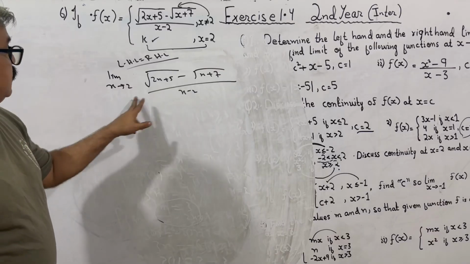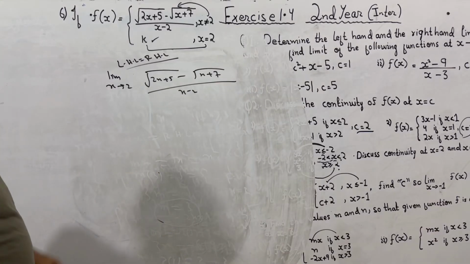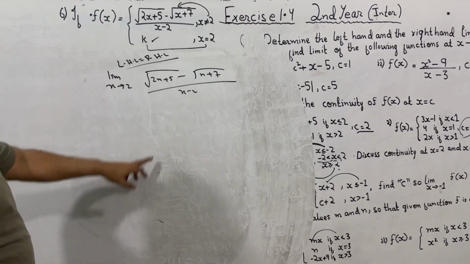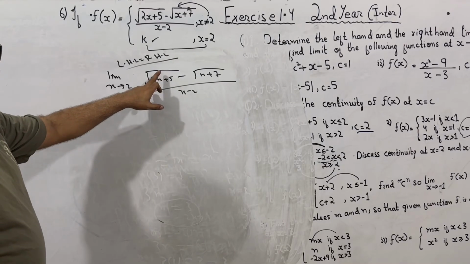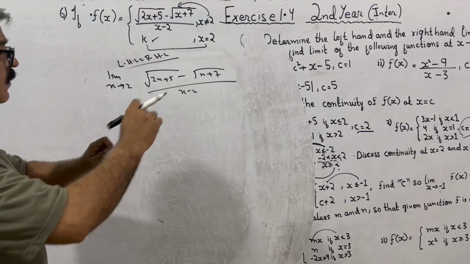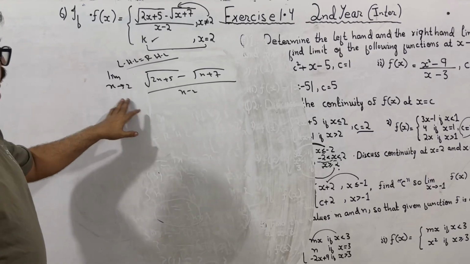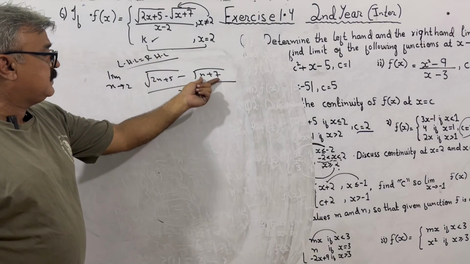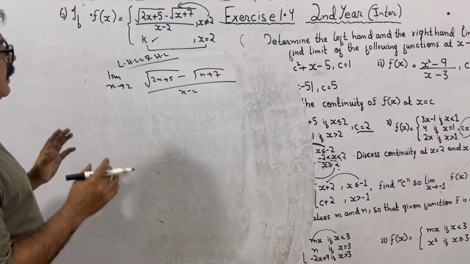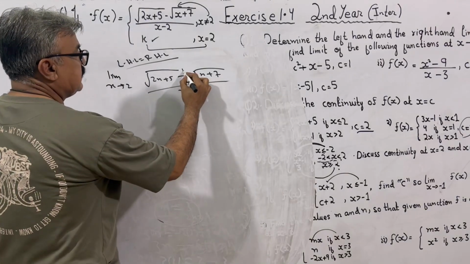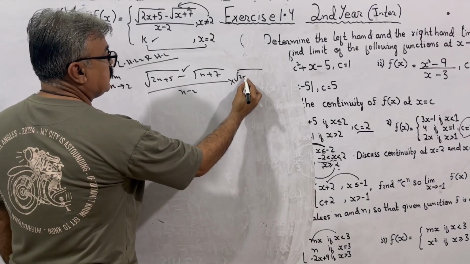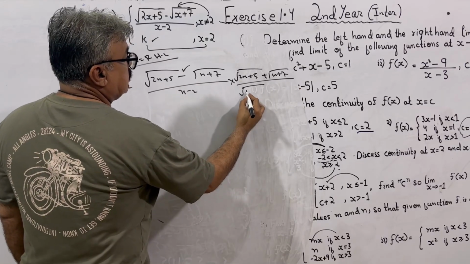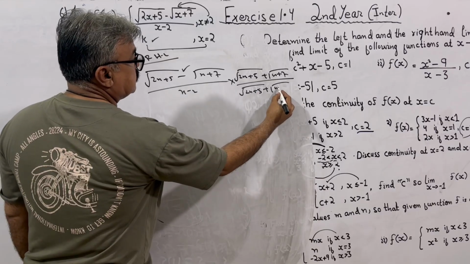For the direct limit, putting x is equal to 2 makes the denominator vanish. Remember: the denominator can never be 0, a radical can never be negative, and log is defined only for values greater than 0. In that case, we could apply the binomial expansion to 2x plus 5 to the power 1 over 2 and x plus 7 to the power 1 over 2, but rationalizing is the best strategy. Change the sign, multiply as well as divide by square root of 2x plus 5 plus square root of x plus 7.